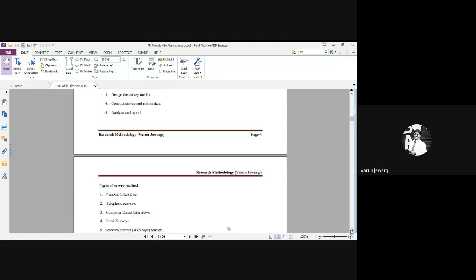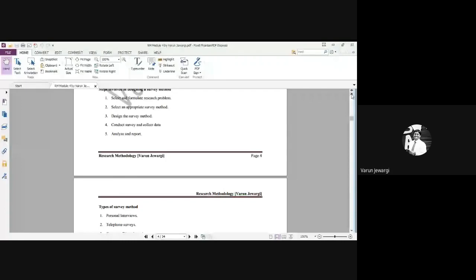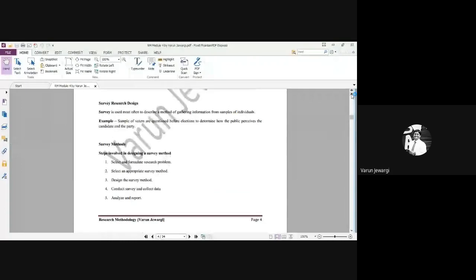Now, if you want to get into the detail of it, you can check over here. Types of survey method: personal interviews, telephone surveys, computer data interviews, and email surveys. So these are the different methods we are looking at. Others, anyone wants to extend this? Anyone? Hello? None of you?